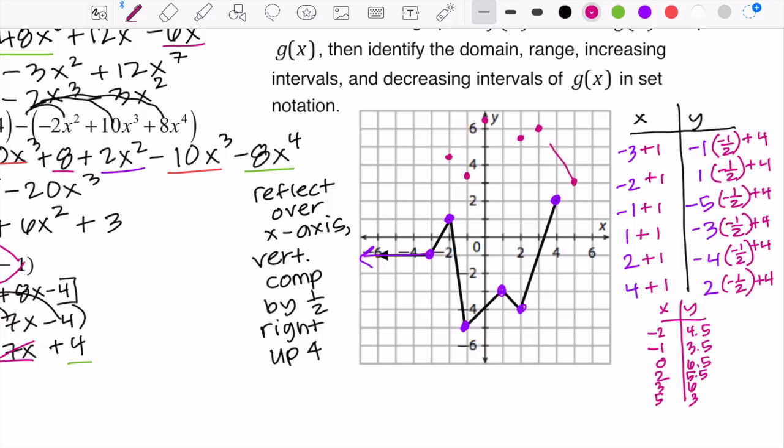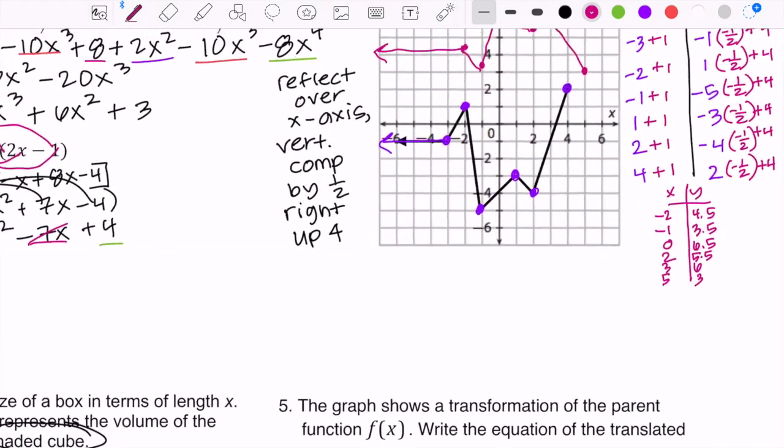So this graph got reflected and compressed, and the only thing we need to make sure we do is when we get to here, we do the arrow over. That was a little messy, but we want to make sure it follows the pattern of the graph. So you can see it's reflected, smushed, and shifted.